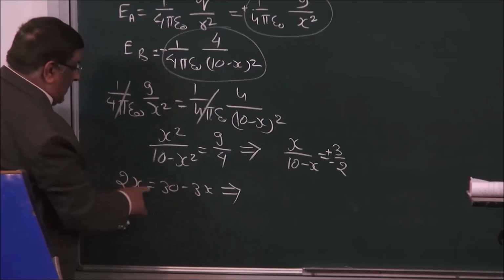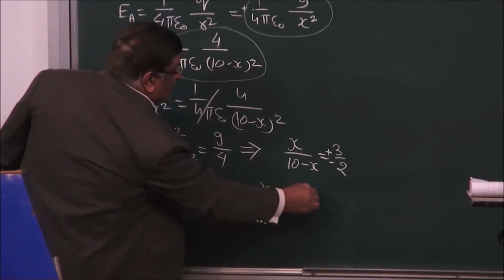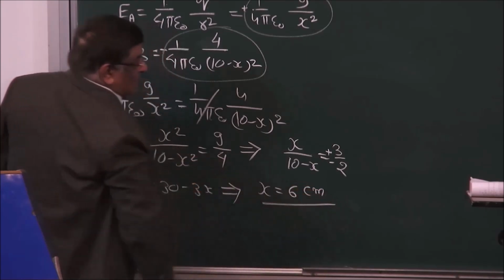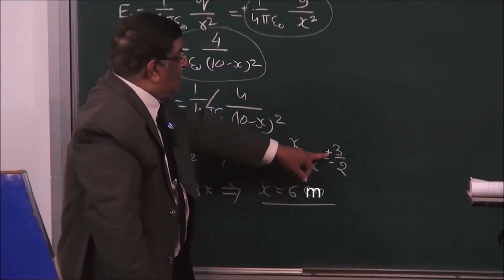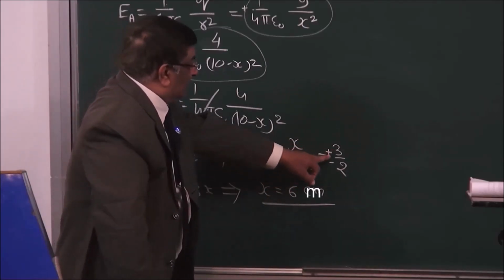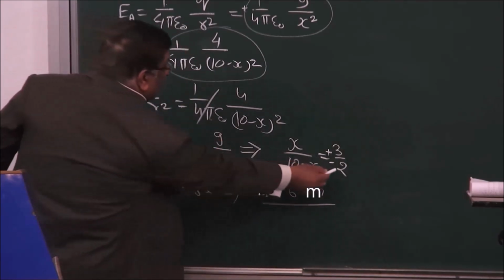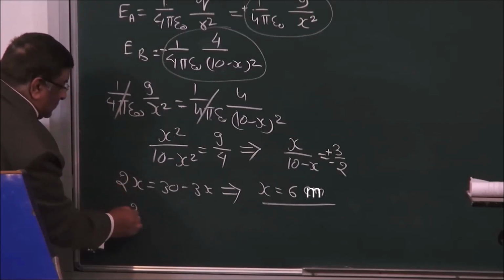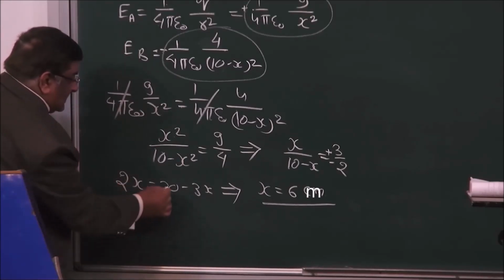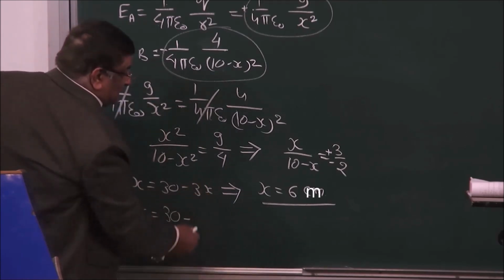And that will be 5x is equal to 30, so x is equal to 6 centimeter. Okay, this is when we have taken this equal to positive. If we take it negative, then this is minus 2x, so this will be minus 2x is equal to 30 minus 3x.